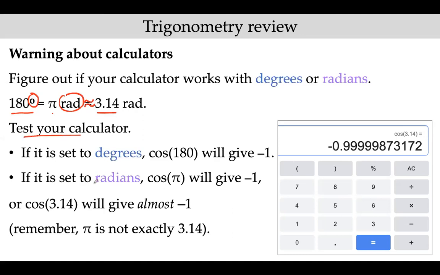Okay, so you can test your calculator. So if it's set to degrees, then if you enter cosine 180, then it will give you -1. But if it's set to radians, then only cosine pi will give you -1. Or you can try cosine 3.14 as I did here. This is actually a Google calculator. So cosine 3.14, it's almost -1, not exactly -1, because pi is not exactly 3.14. Now, in your calculator, you can actually switch between these two, degrees and radians. There should be a setting on the calculator which will let you switch between degrees and radians.